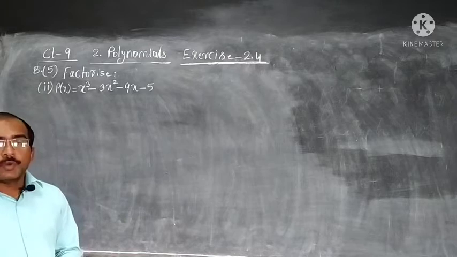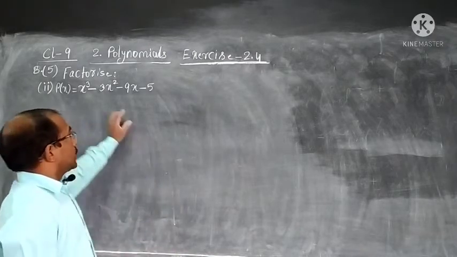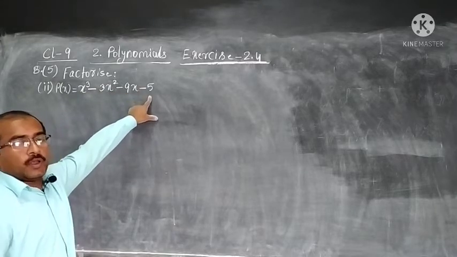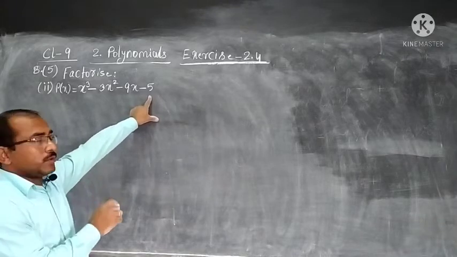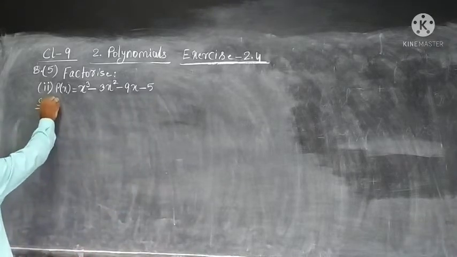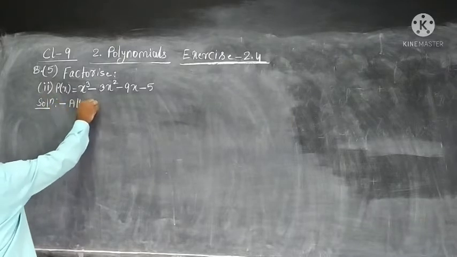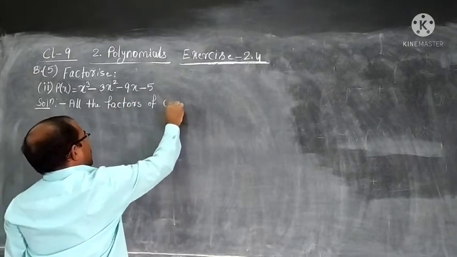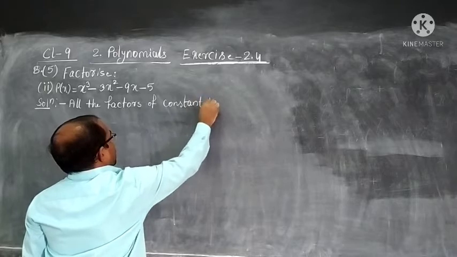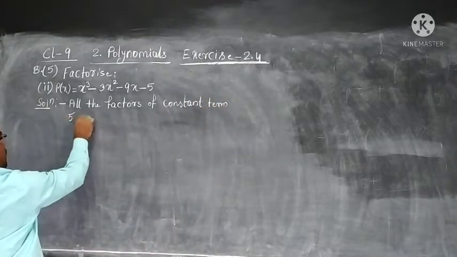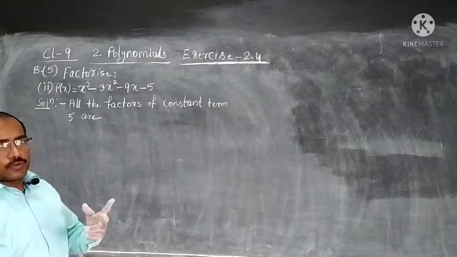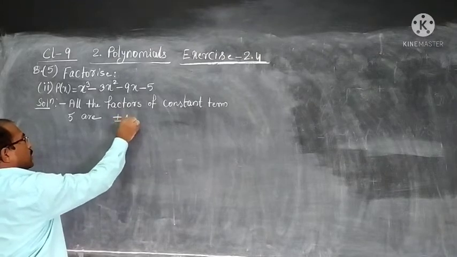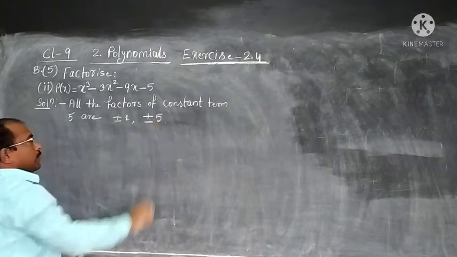So, question number 5, Roman number 2, we are to factorize the polynomial x cube minus 3x square minus 9x minus 5. Hope now you know how to start the work. First we will get the factors of the constant term. All the factors of constant term 5 are, which are the factors. Surely 5 also will have only 2 factors, 1 and 5, 1 into 5, 5. So, plus 1, minus 1 and plus 5 and minus 5 are the factors.